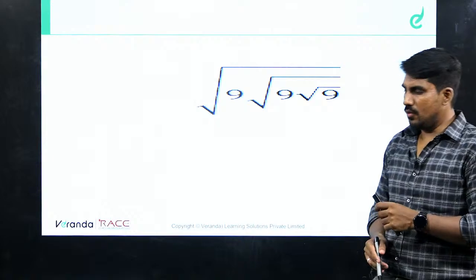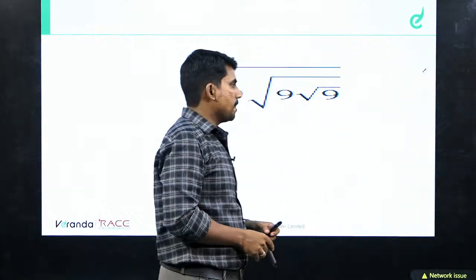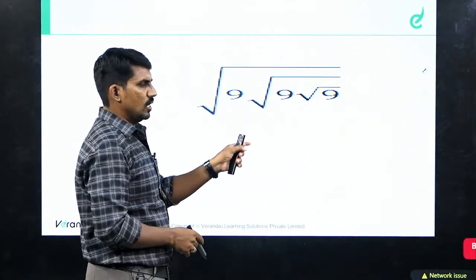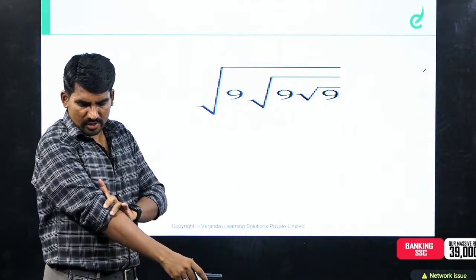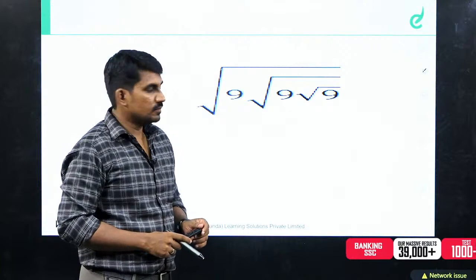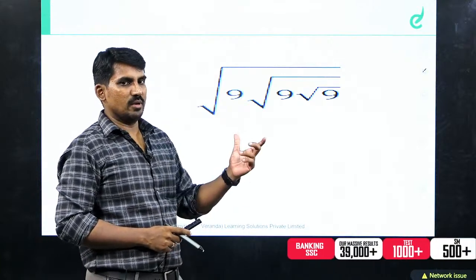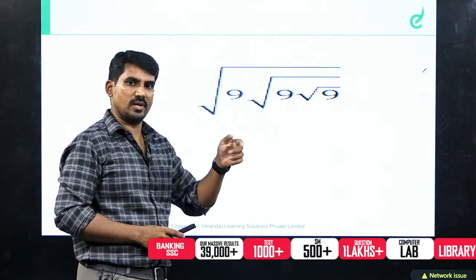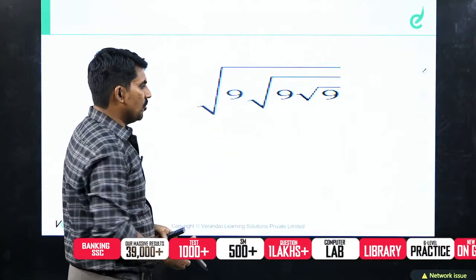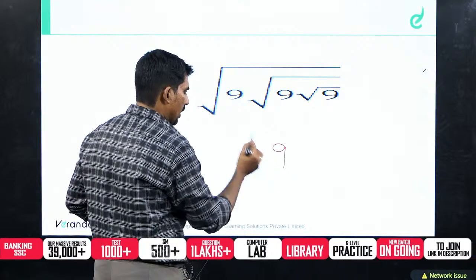Clear? Now this question, you try: root 9, infinity not given. How many times is the number repeated? 3 times. How many times is the square root repeated? That is also 3 times. Therefore, this number we can take as 9.